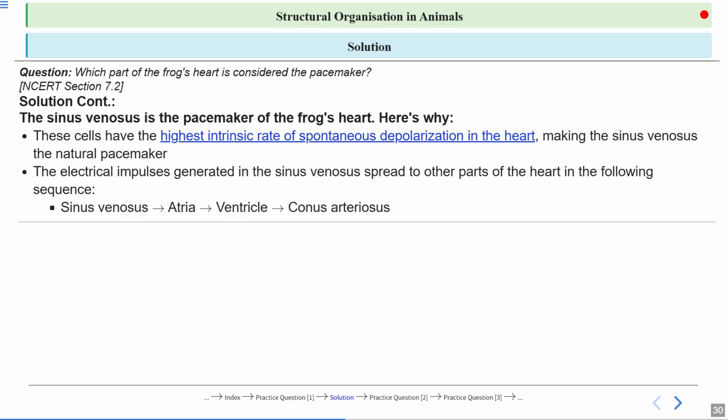So here you can see, when the sinus venosus generates the electric impulse, it passes to the atria, which contract, and all the blood present in the atria is poured into the ventricle. Now the ventricle contracts and pushes the blood to the conus arteriosus. In this way, the blood moves in the heart of the frog. So just remember this pacemaker, sinus venosus.